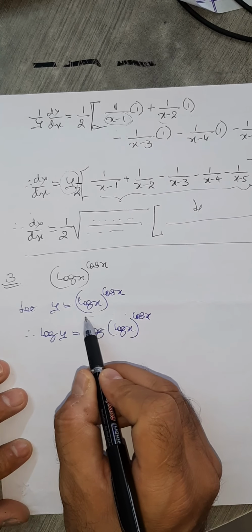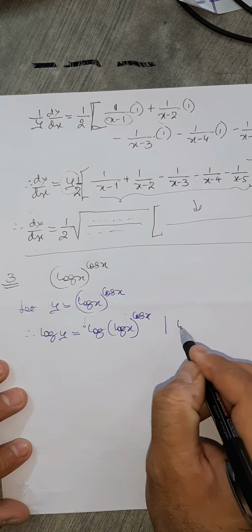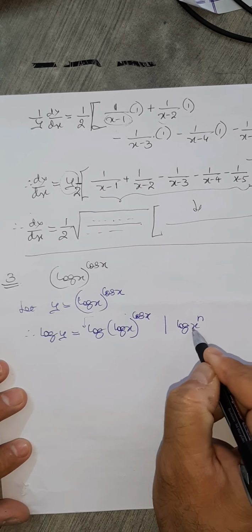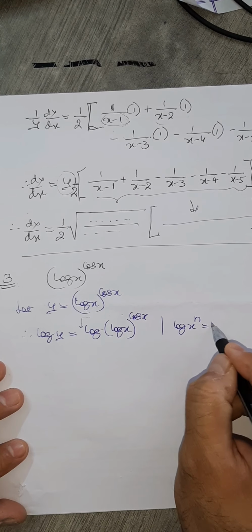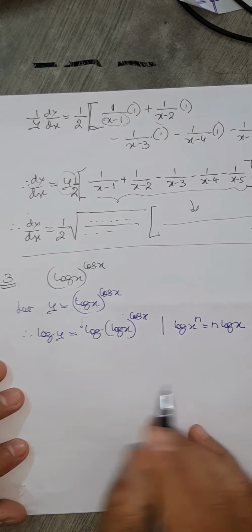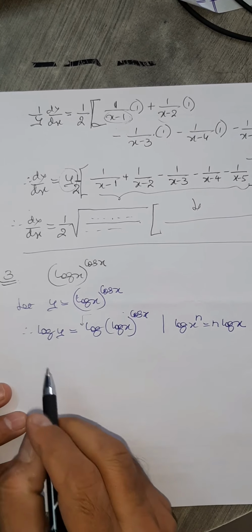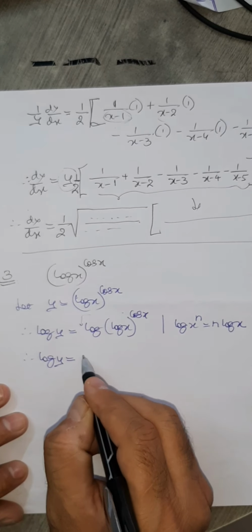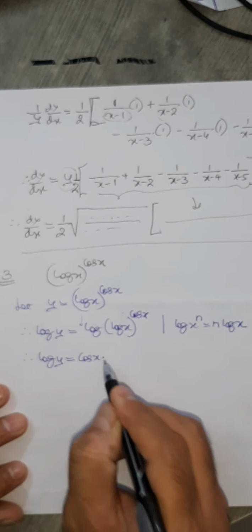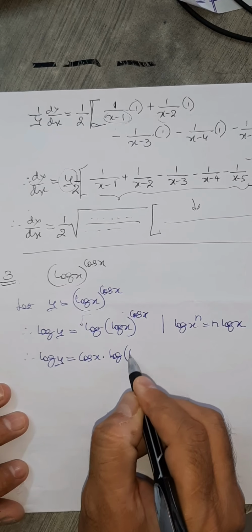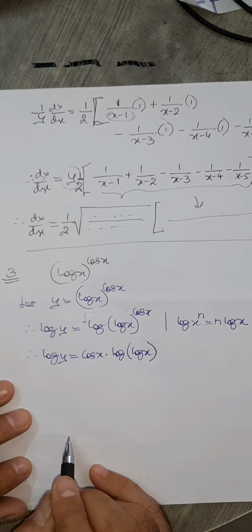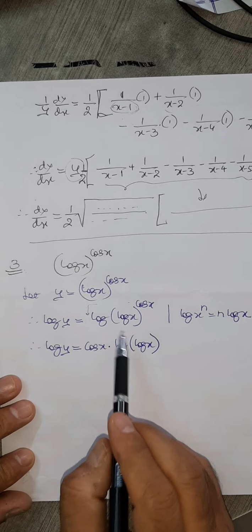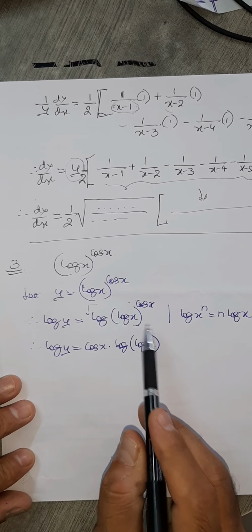Now this will be in the product, as you know. Which property? Again, I'm just reminding you, log of x raised to n equals n log x. So therefore, log y equals, this will be in the product, cos x into log of log x. So this is a simplified form. On the RHS we have used the property of the log function.